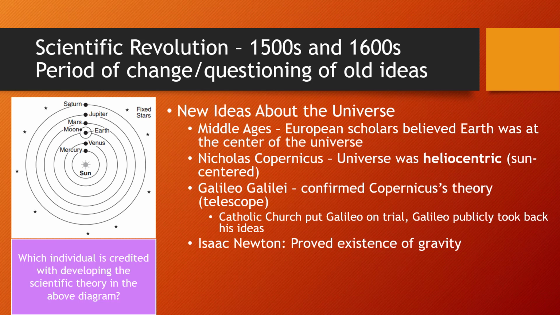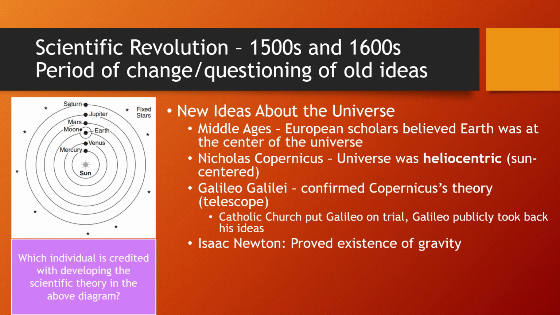Galileo Galilei used a telescope to confirm Nicholas Copernicus's theory, which led to the Catholic Church getting all bent out of shape, and they put Galileo on trial, where in response Galileo publicly took back his ideas so that he would not be punished or killed. Another important person to remember in this time period is Sir Isaac Newton, who proved the existence of gravity.